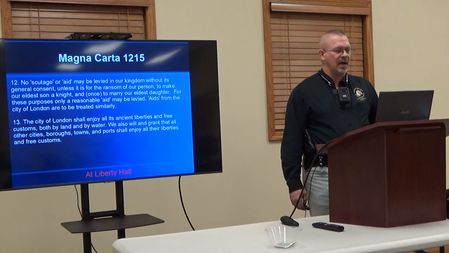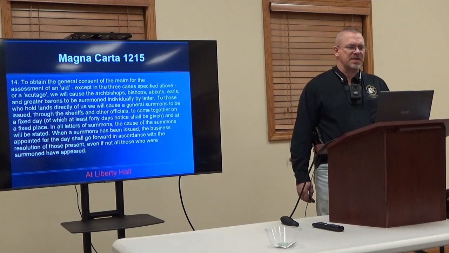13. The City of London shall enjoy all its ancient liberties and free customs, both by land and by water. We also will and grant that all other cities, boroughs, towns, and ports shall enjoy all their liberties and free customs.